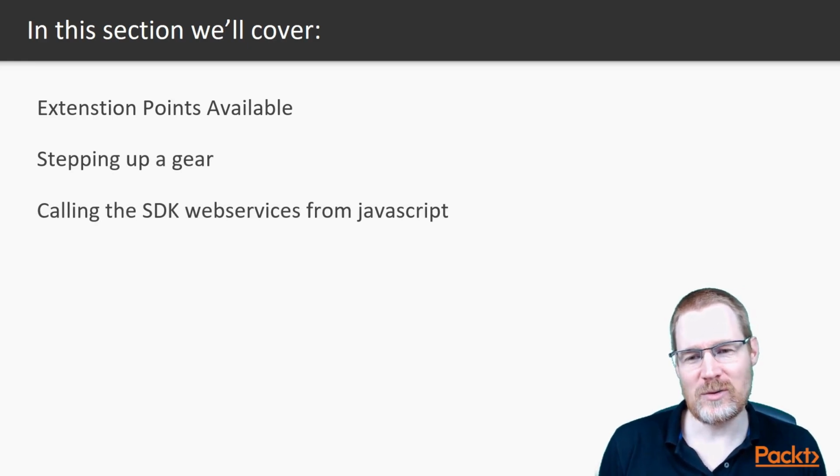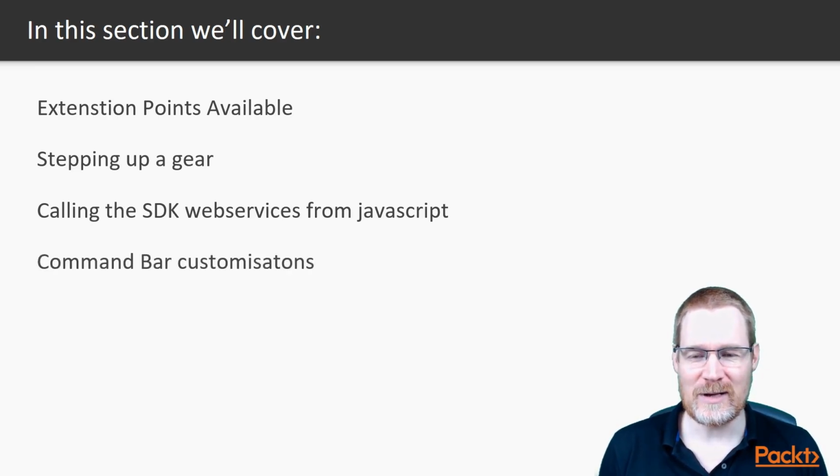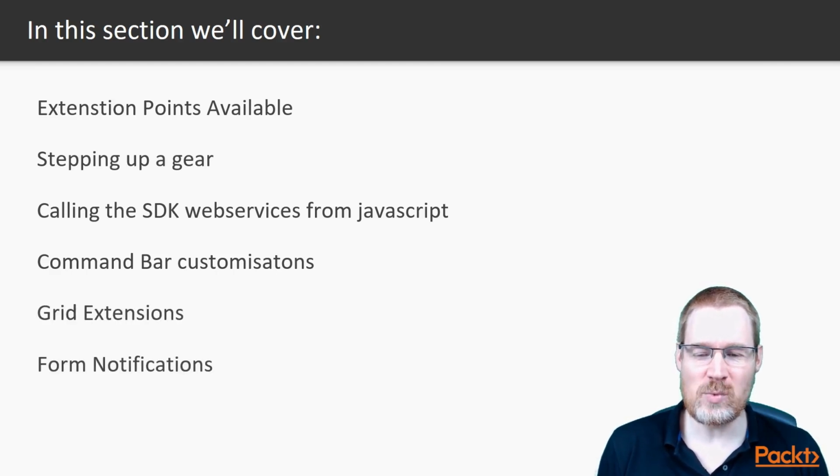Then we're going to look at calling the SDK web services from JavaScript, which is a topic which has changed quite remarkably in recent years. Then we're going to look at command bar customization, so adding custom commands to our command bar in forms and views, and then look at grid extensions and what notifications we can add to a form.